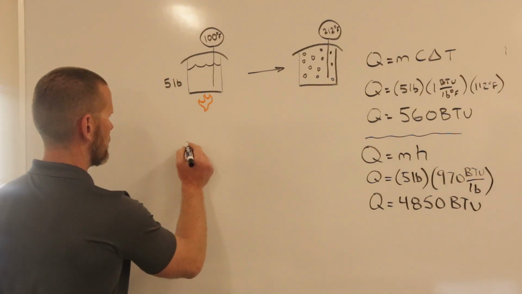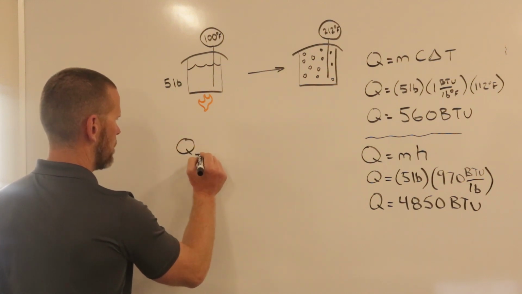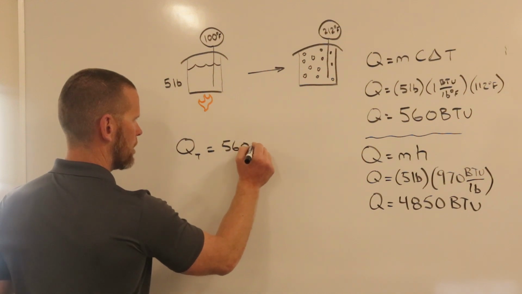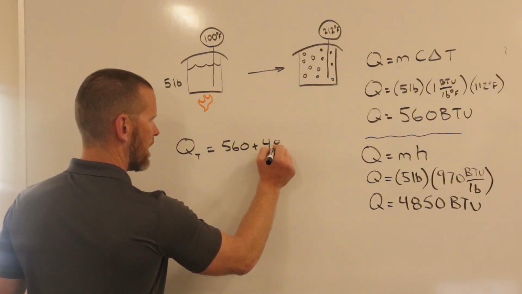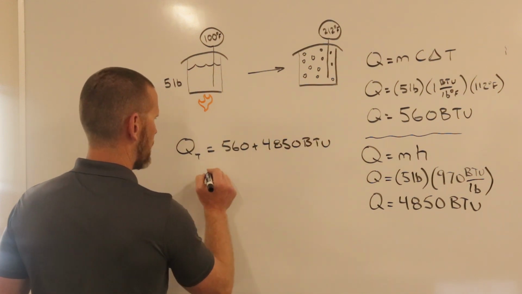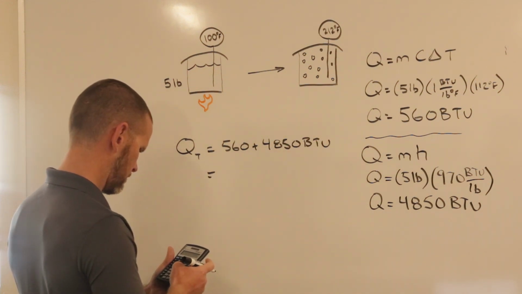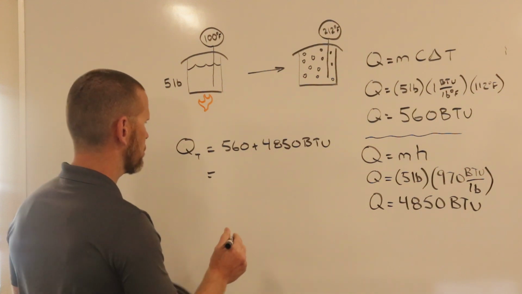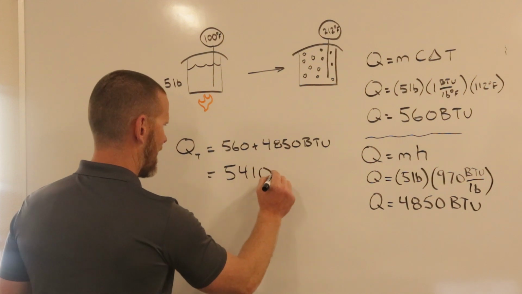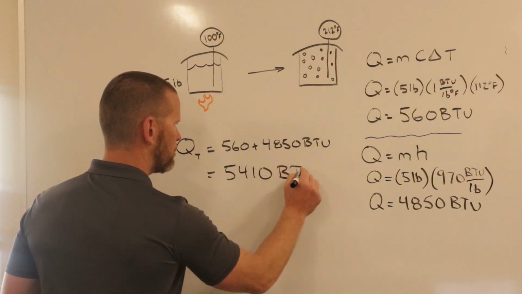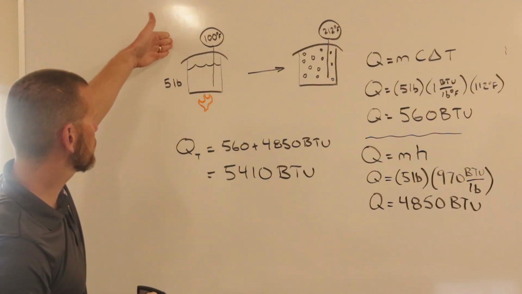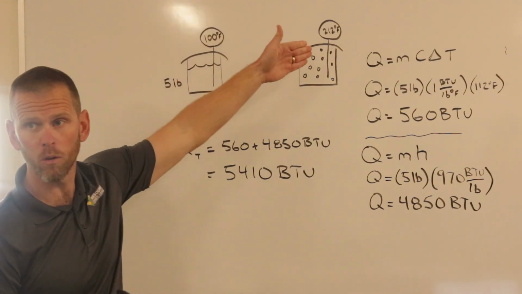So the total heat, Q, and I'll just put a Q with a little t, equals 560 plus 4850. Both of these are BTUs. And when we add that together, the answer is 5,410 BTUs. That would be the BTUs, or the heat required to raise the temperature of our water to 212 and then boil all of the water.